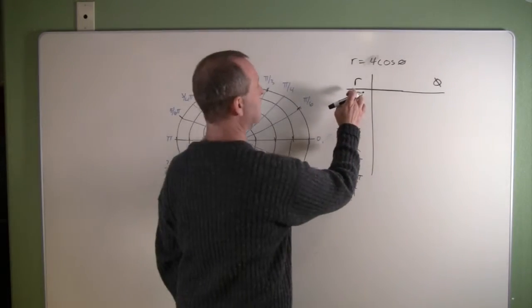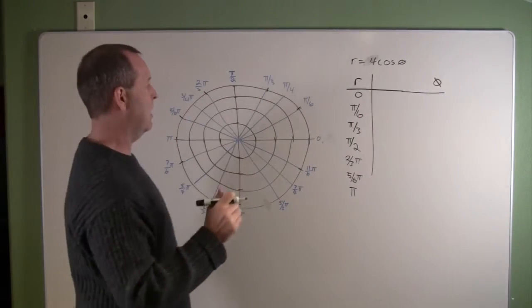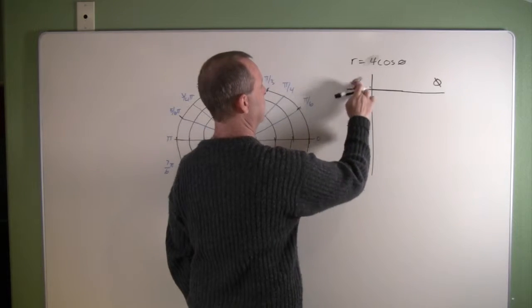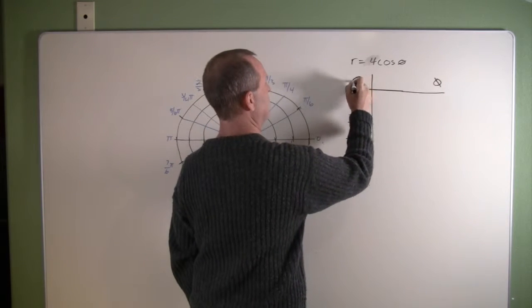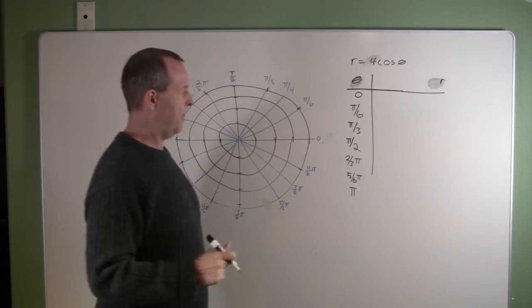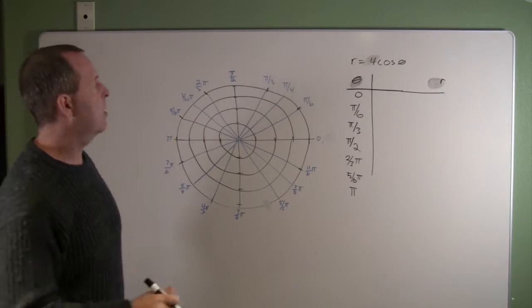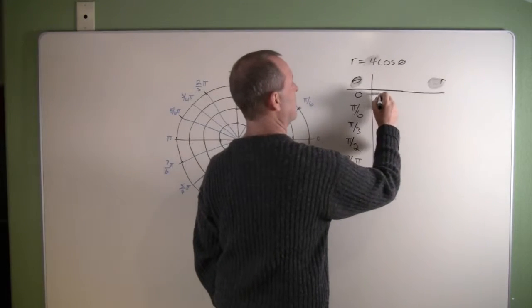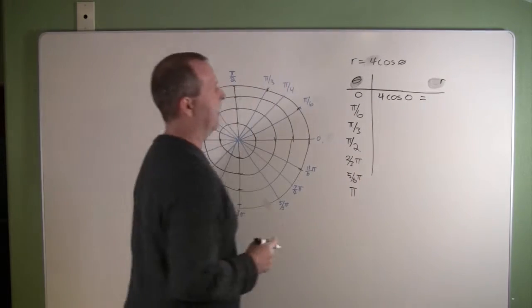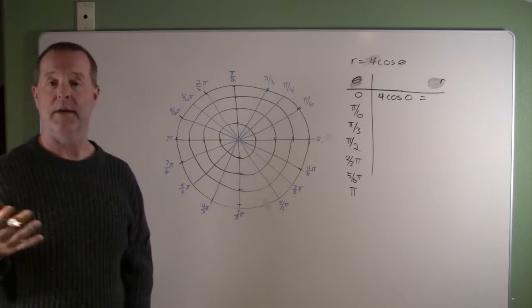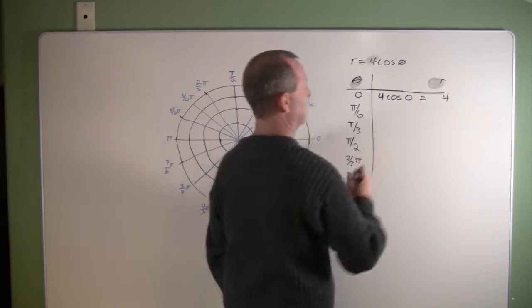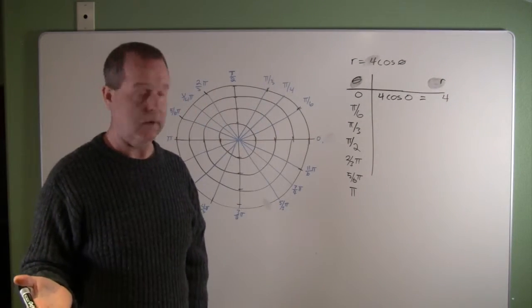So let's look at this one. Oh, sorry, I did that table backwards. This is my theta, and that's what my r was. I had that a little backwards. So if theta is 0, I'm going to look at 4 cosine of 0. And what does that equal? Cosine of 0 is 1. 4 times 1 is 4. So I have one point all ready to go.